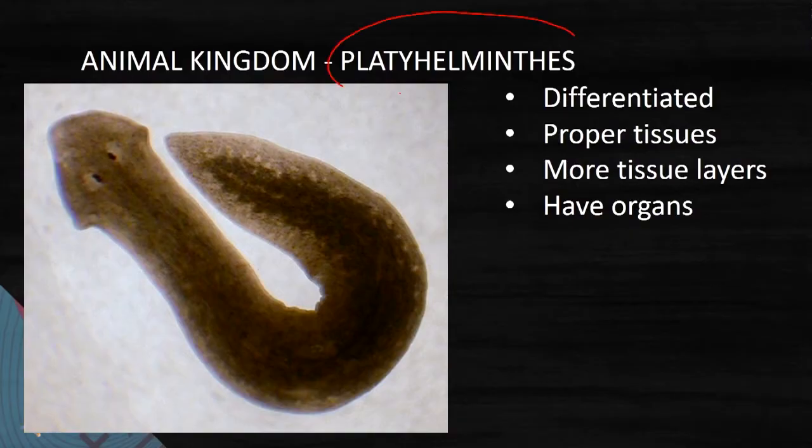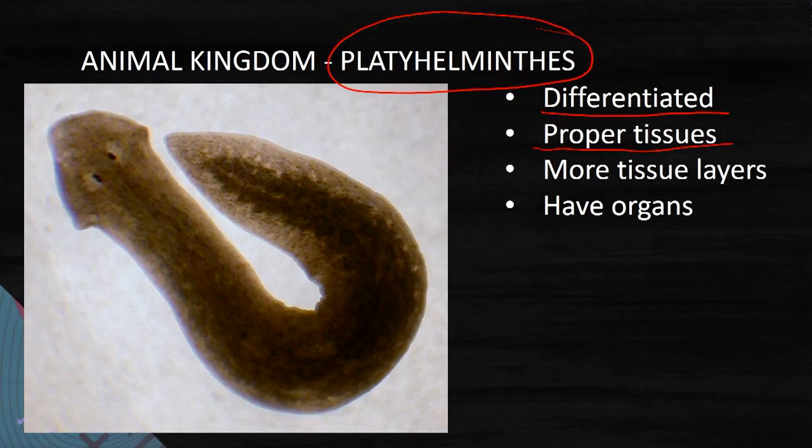Then the next group is the Platyhelminthes, or the flatworm, and these are differentiated. So they do have different tissues. They actually have proper tissues, and they have an extra characteristic here because they have an extra tissue layer. And the fact that there's an extra tissue layer, a third tissue layer, means that they can have organs. And as we said, organs are very useful because they actually enable you to carry out all your life functions.